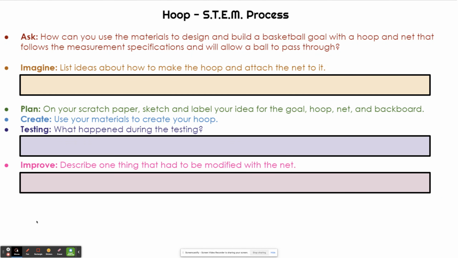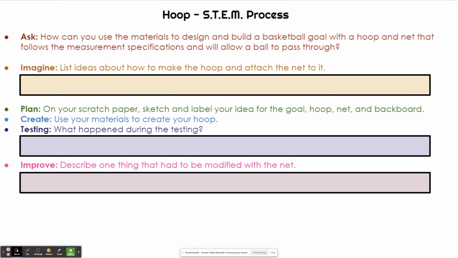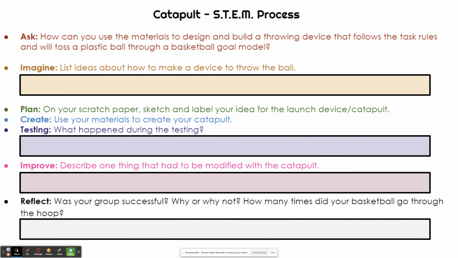Here's the STEM process for the hoop. The next slide you'll do is a STEM process for the catapult. You'll notice each one has ask, imagine, plan, create, testing, and improve, but only the catapult has reflect.